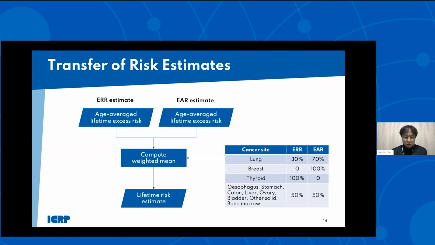For lung, 30% weight was given to ERR estimate and 70% to EAR estimate. For breast, 100% EAR estimate. For thyroid, 100% ERR estimate. For the other cancer sites, 50% weights were given, so it is just unweighted mean between ERR estimate and EAR estimate.